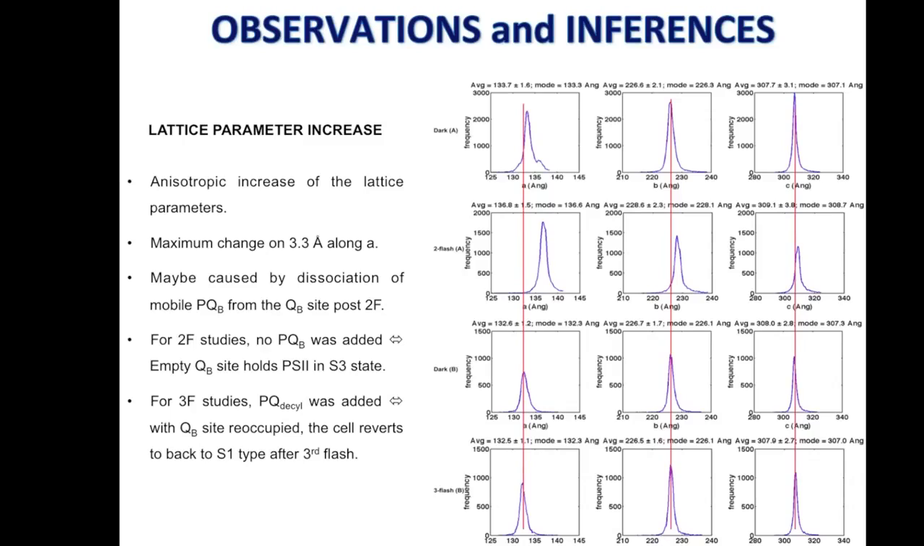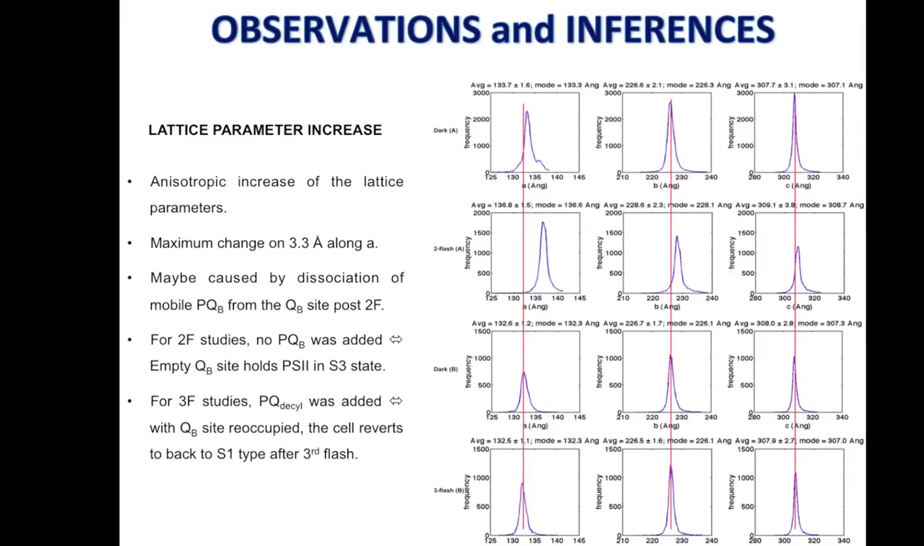So the first thing, as I mentioned earlier, is that when they do the indexing and then refinement of the index patterns, they're able to notice a lattice parameter increase. If you can see, you would probably want to look at the data row-wise. The first row is the dark state, the second row is the double flash S3 state, the third row is again the dark state, which was done as a separate experiment to go to the S4 state, which is the last row, the 3-flash state.